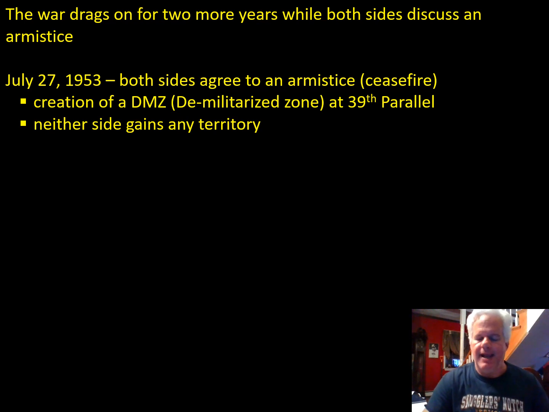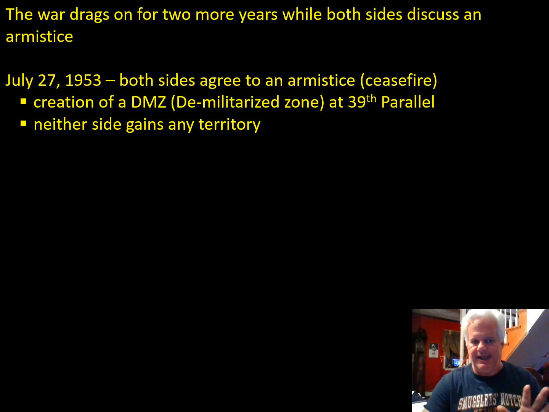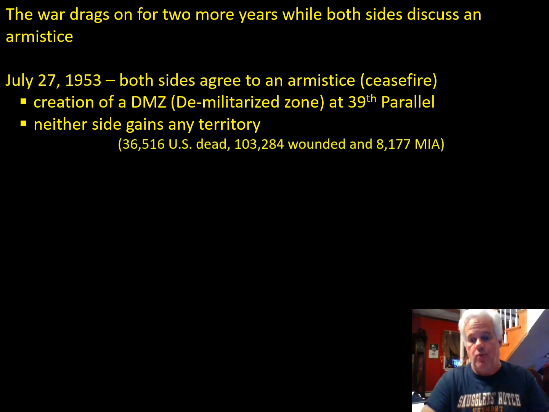Now, in the war, neither side gained any territory. This is called the status quo. We're in the south. The North Koreans are in the north. Neither side gets anything. You might say, well, nothing really happened. We went right back to the beginning, except for the fact that 36,516 U.S. soldiers, sailors, Marines, airmen died in the war. Another 103,284 were wounded, and 8,177 are missing in action.